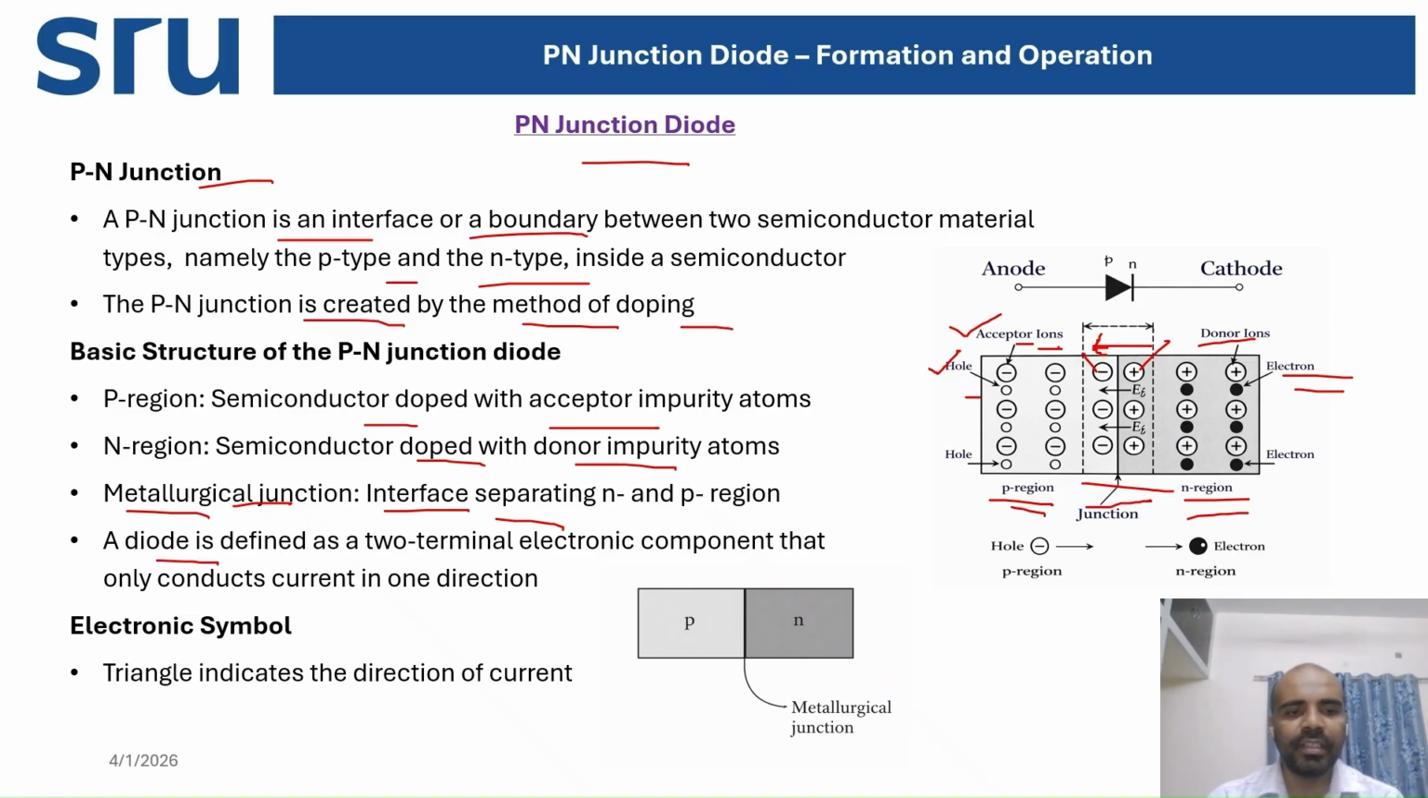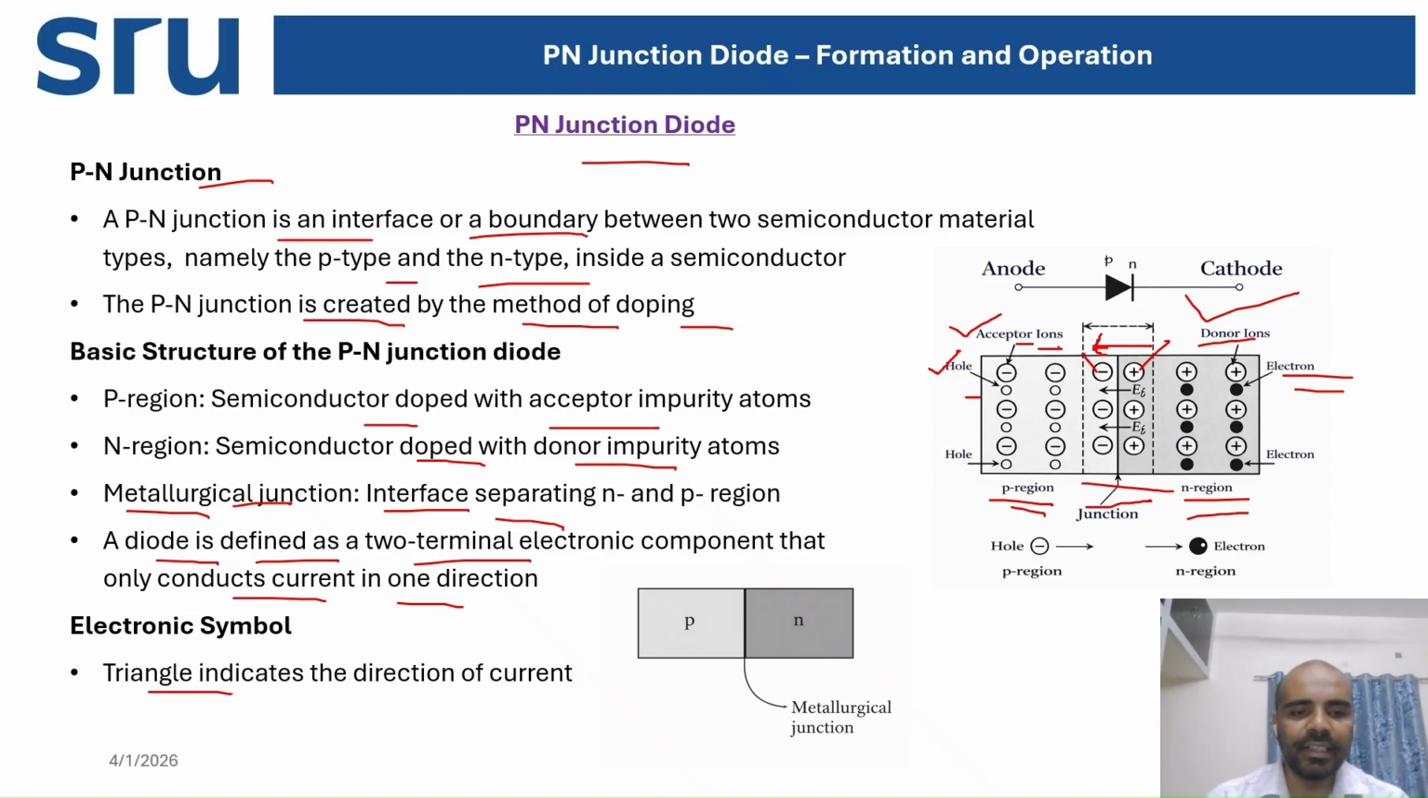So a diode is defined as a two-terminal electronic component that only conducts current in one direction. So a diode is a unidirectional electrical component that can flow current in one direction, right? So this is the circuit symbol of a PN junction diode, right?